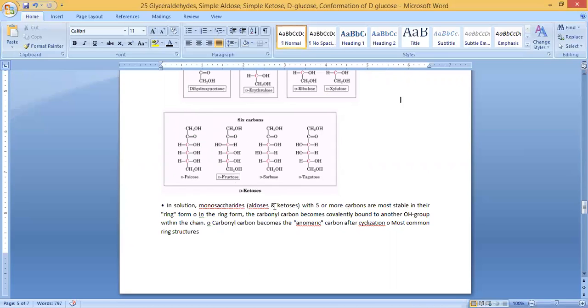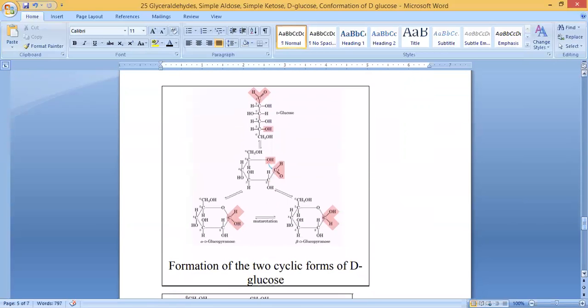So in solution, monosaccharides like aldoses and ketoses with 5 or more carbons are more stable in their ring form. So this is the linear form, and in solution they are in the ring form. So the carbonyl carbon becomes covalently bound to another hydroxyl group within the chain. The carbonyl carbon becomes the anomeric carbon after cyclization, of the most common ring structures. Okay, so this is how they are converted into the ring structure from the linear structure.